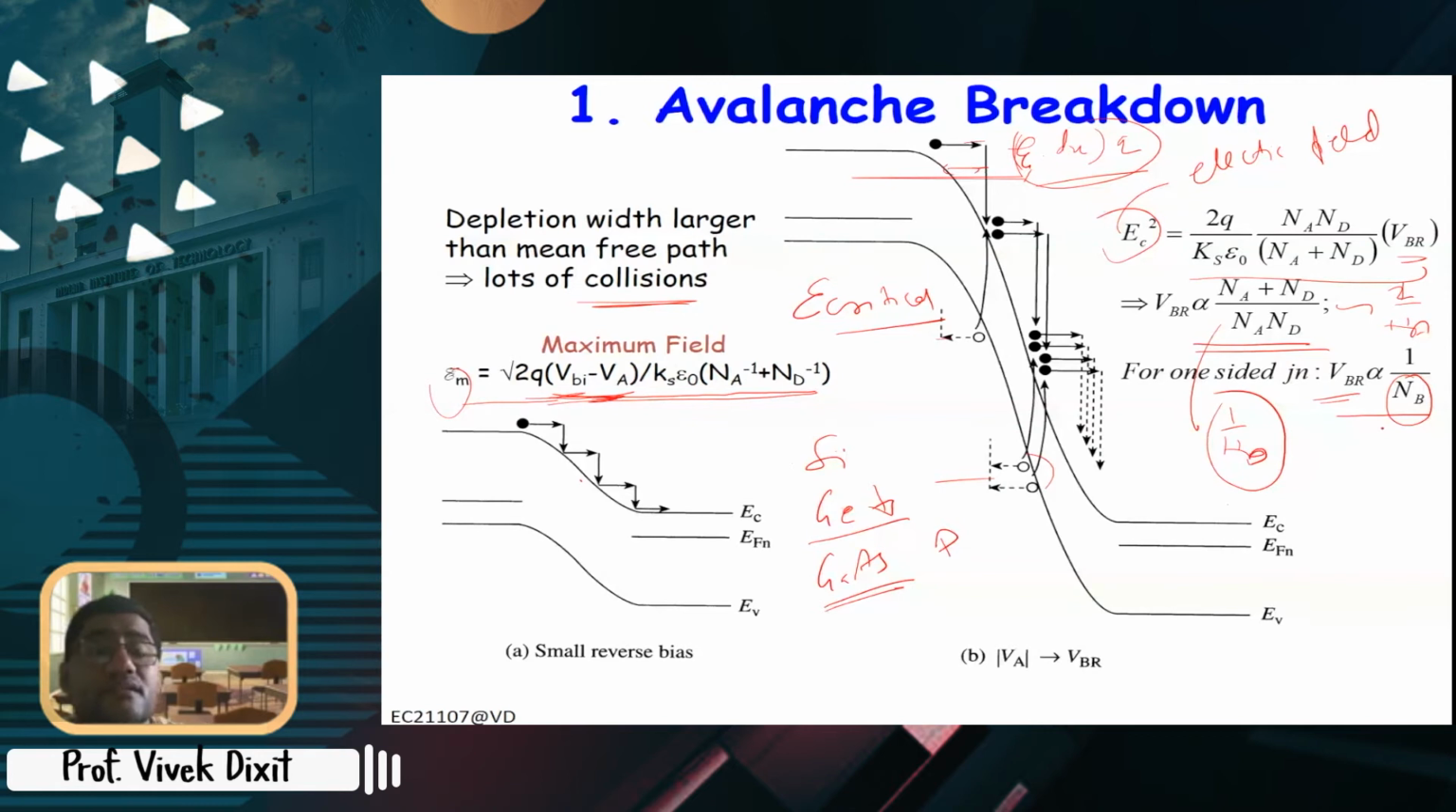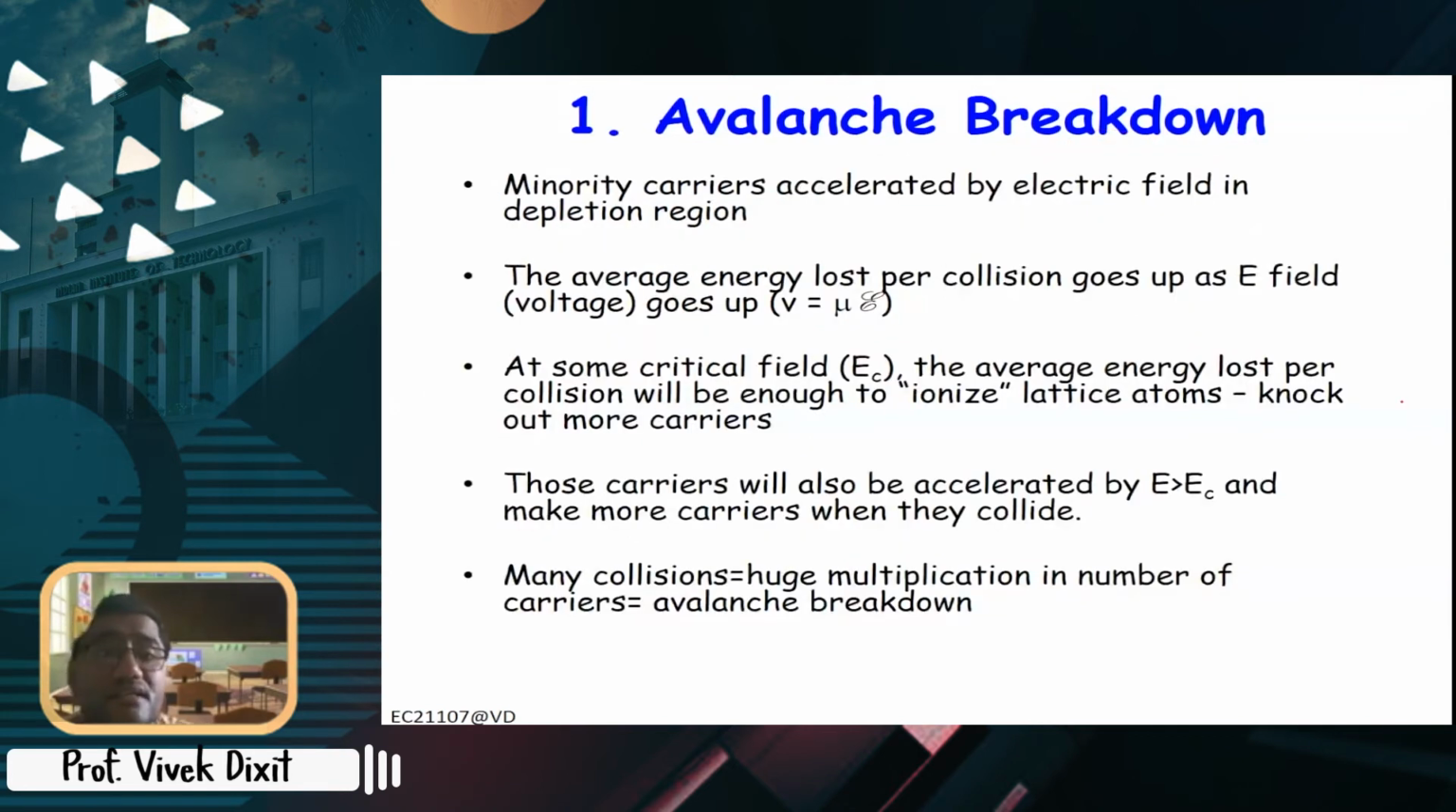Okay, so this is what is written here, that we discussed. Minority carriers get accelerated in the depletion region by the electric field. They gain energy and through collisions generate electron hole pairs. So they knock out more carriers, and these carriers again do the same thing, right? So there is a huge multiplication in the number of carriers. This is called avalanche breakdown.